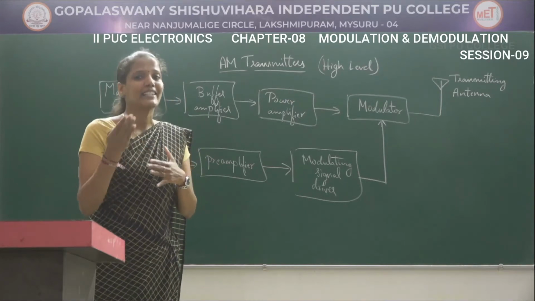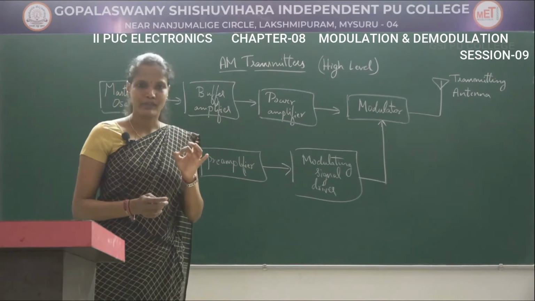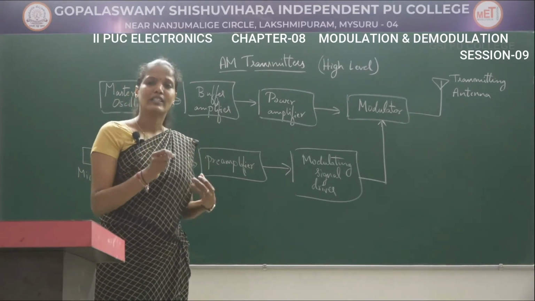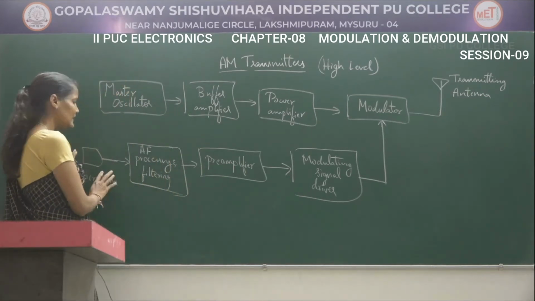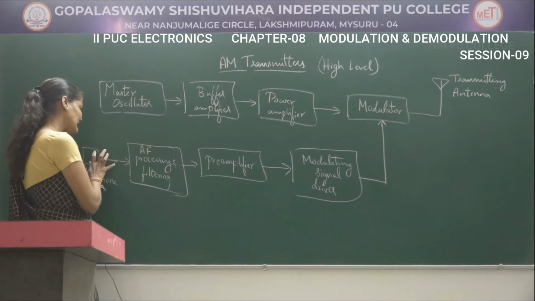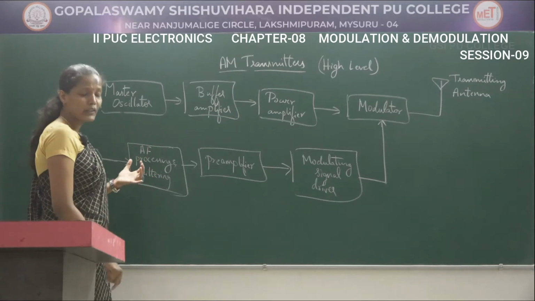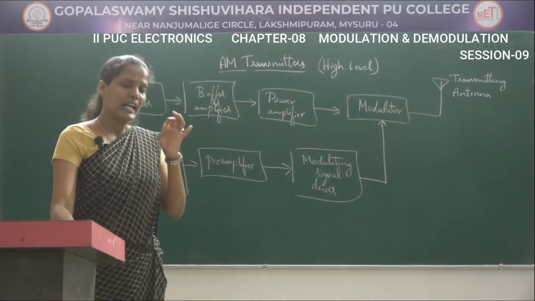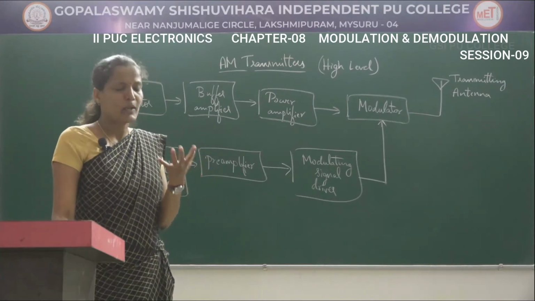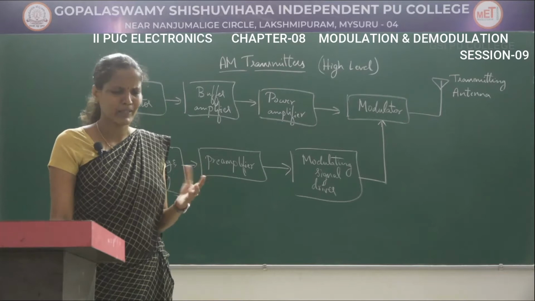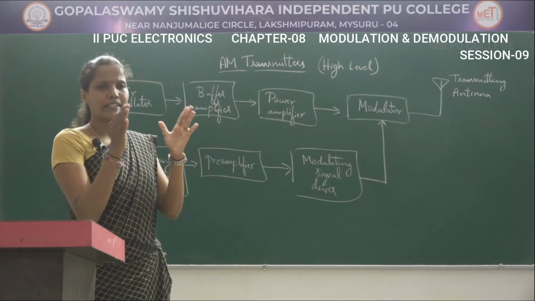Whatever signal is to be transmitted will be in the form of an audio signal, and that audio signal will be converted into an electrical signal with the help of this microphone. That electrical signal will be given as input for this AF processing and filtering. Here AF stands for audio frequency, and in this block the signal will be processed and filtered.